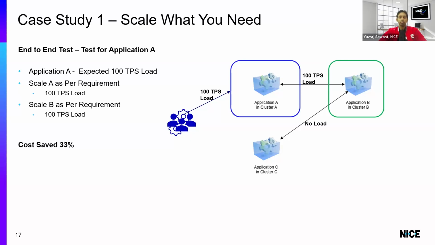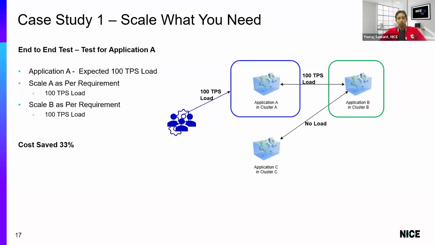Once A is injected with 100 TPS load, it interacts with B, and the load that goes on B is also 100 TPS. But no load is going on C because the scenarios we are testing, A and B are enough to cater those scenarios. And the way we will be scaling in this, we will scale A to 100 TPS, B to 100 TPS, and we do not have to scale cluster C in this case.